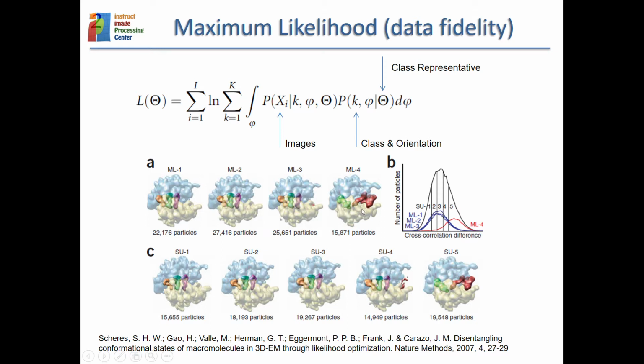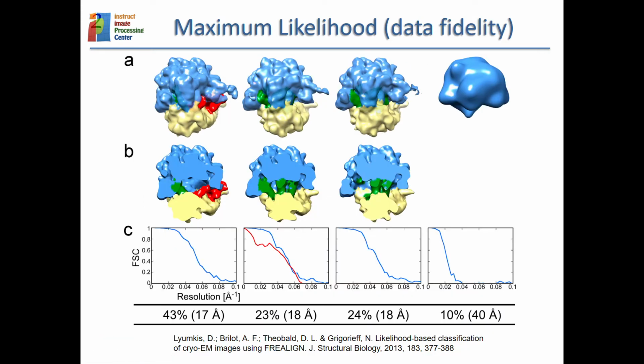So here you have the 2 classes that are distinct, and what we have in maximum likelihood is a data fidelity term. So we are looking for the volumes that maximize the fidelity to the data, and this has been very successful. And here you have another implementation of the same maximum likelihood idea, and here are the different classes that they found. They found 3 classes rather than just 2 in this data set.